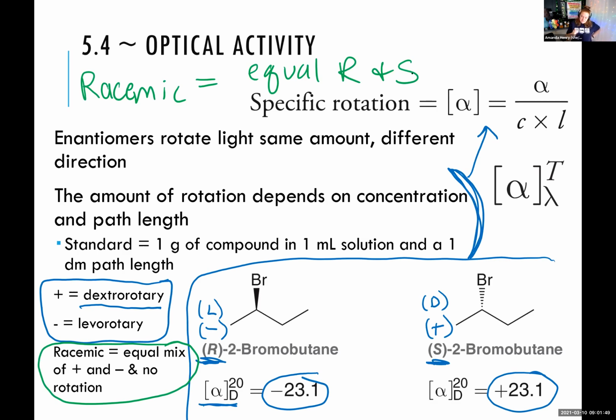All right, here's an important thing. We can figure out R and S by looking at what's attached. This is what we did on Monday. We ranked them by priority. We did our rotation. We can figure out R and S by looking at the molecule. To figure out whether it's plus or minus or D or L, this can only be done through an experiment. So if a molecule is the S enantiomer, that doesn't tell us if it's plus, minus, D, or L. That doesn't tell us either one of those things. We would have to figure that out through experimentation.